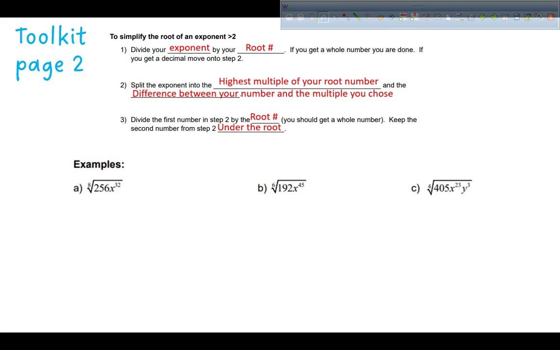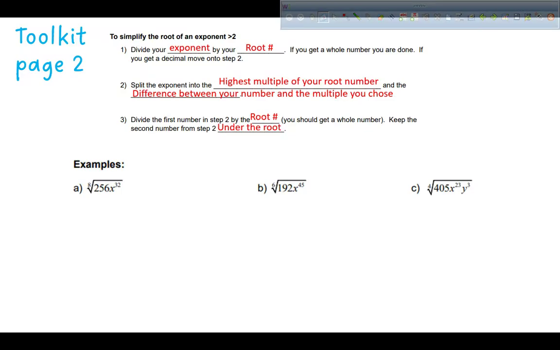So if we take that inside number and divide it by that outside number and we get a whole number, you don't have to do anything else. It's like when you have an even number and you can just divide by 2, right? But if the inside number does not divide nicely by the outside number, you've got to do a little bit more. So it says split the exponent into the highest multiple of your root number. And that's just going to depend. With even numbers, that's 2, 4, 6, 8, 10, 12. With a third root, that's 3, 6, 9, 12, 15. With the fourth root, that's 4, 8, 12, 16. It just depends on what the number is.